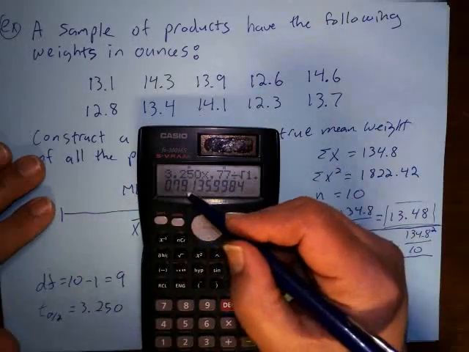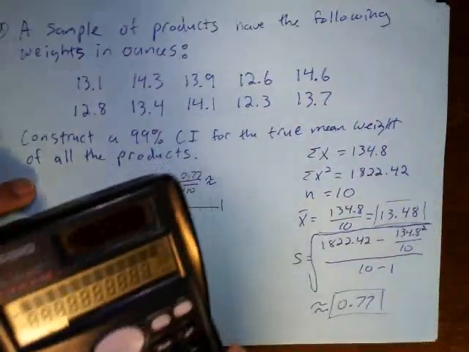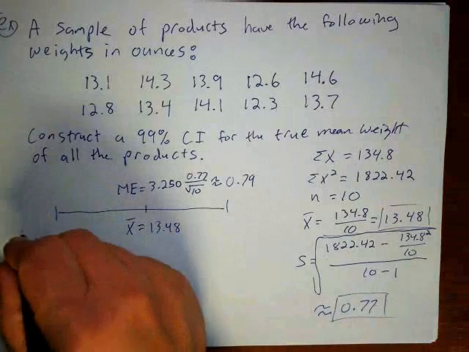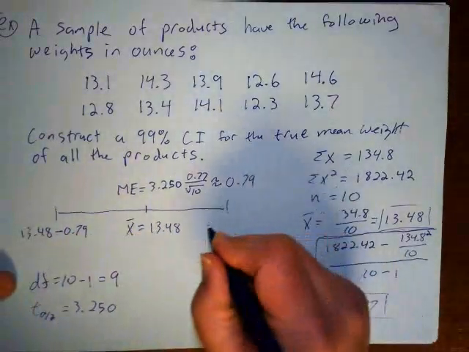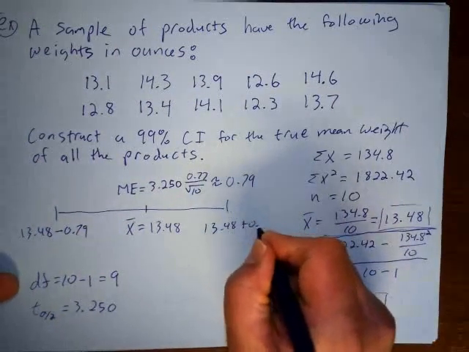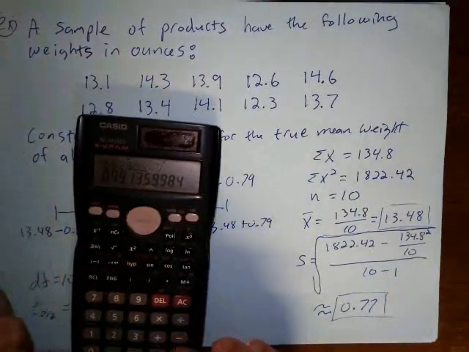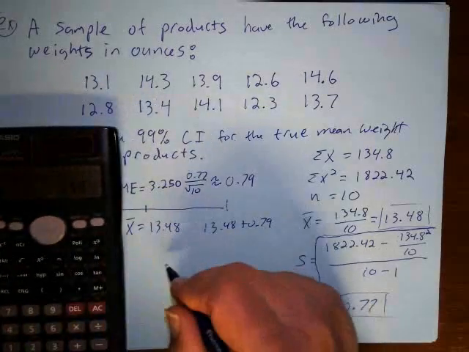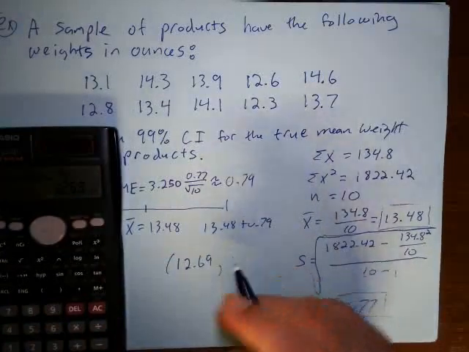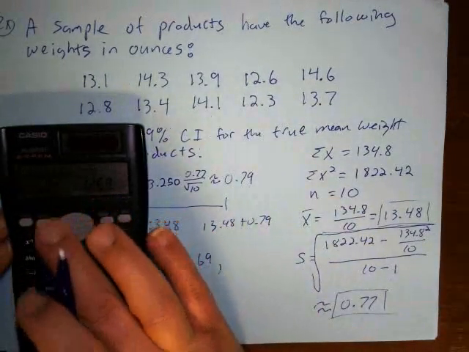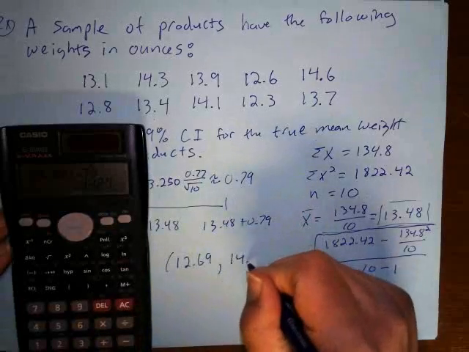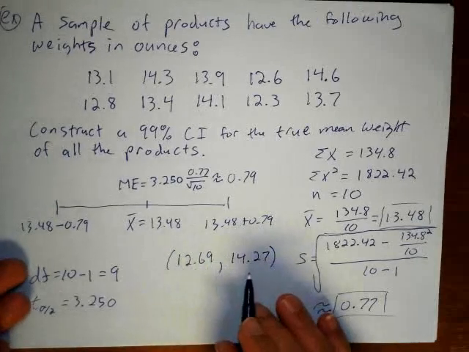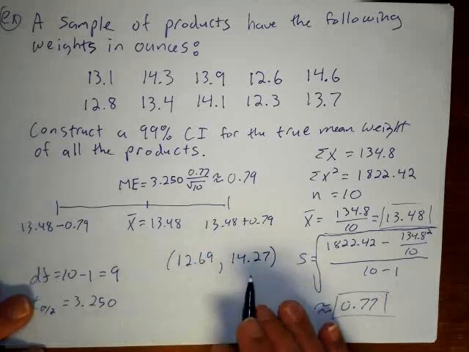Now, I'm going to round that to 2 decimal places as well, because the margin of error needs to match the mean and standard deviation. So I get 0.79. So this is 13.48 minus 0.79, 13.48 plus 0.79. So my lower endpoint is 12.69, and then my upper endpoint is 14.27. So I would be 99% confident that the true mean weight of the product lies in this interval.